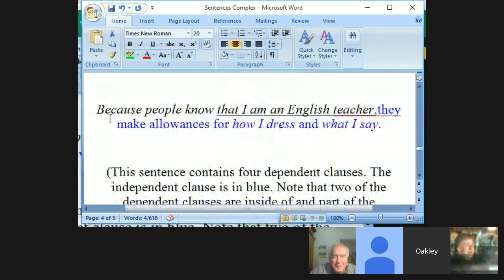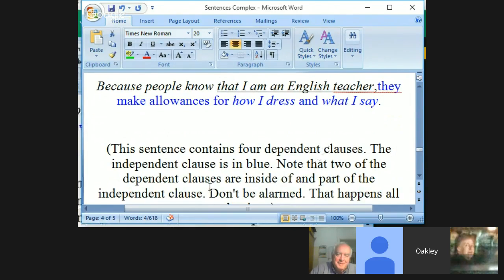Okay, let's look at another one. Because people know that I am an English teacher, they make allowances for how I dress and what I say. What is going on here? Wow. Let's dissect this one. Four, count them, four dependent clauses. This is what I was saying earlier. You can have any number of mixed adjective clauses and subordinate clauses, all mixed up in there. The independent clause is in blue.